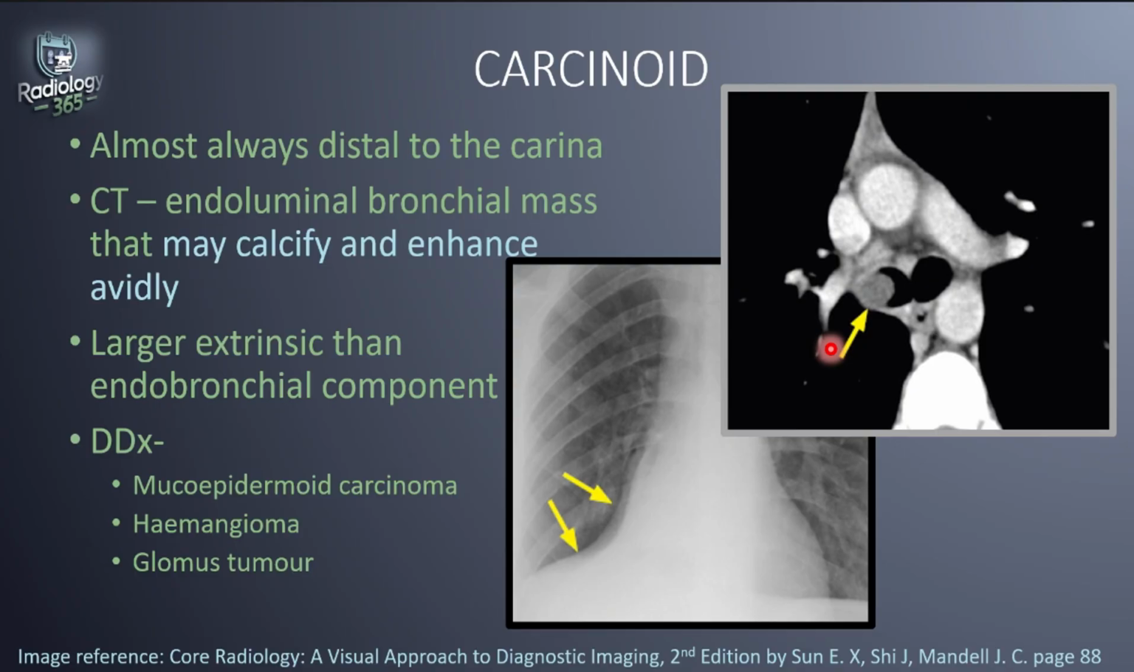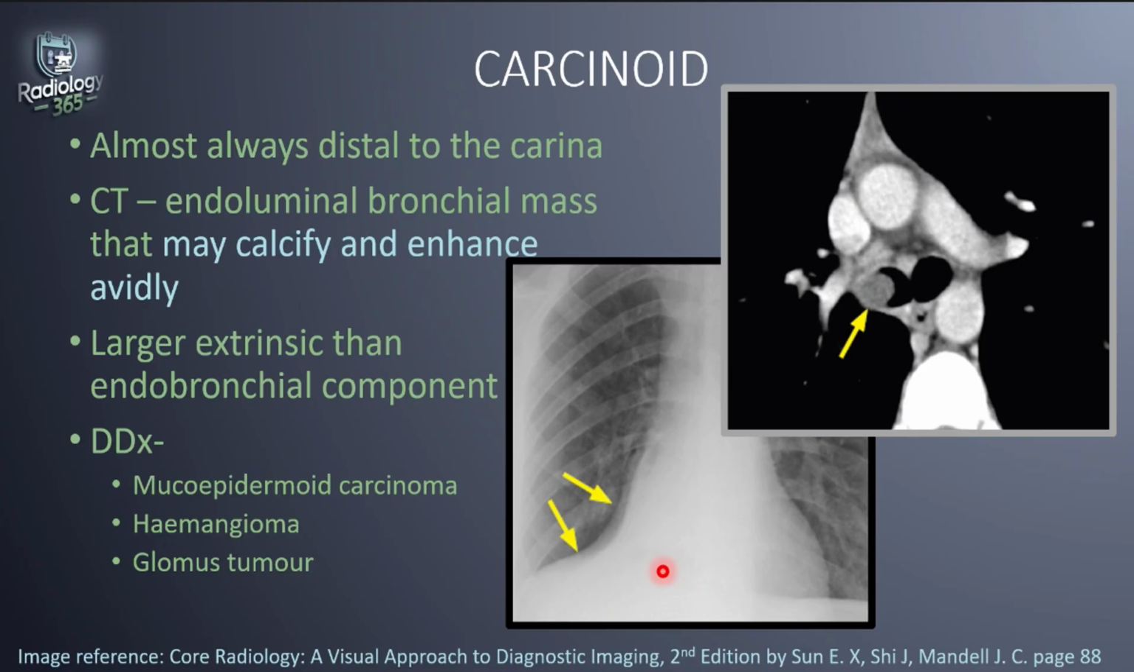Now, note that carcinoid tumors tend to have a larger extrinsic component than an endobronchial component. In addition to carcinoid, the differential diagnosis of an enhancing endobronchial mass includes mucoepidermoid carcinoma, which is quite rare, and other very rare entities like a hemangioma in the bronchus, for example, and a glomus tumor, which is like a paraganglioma.